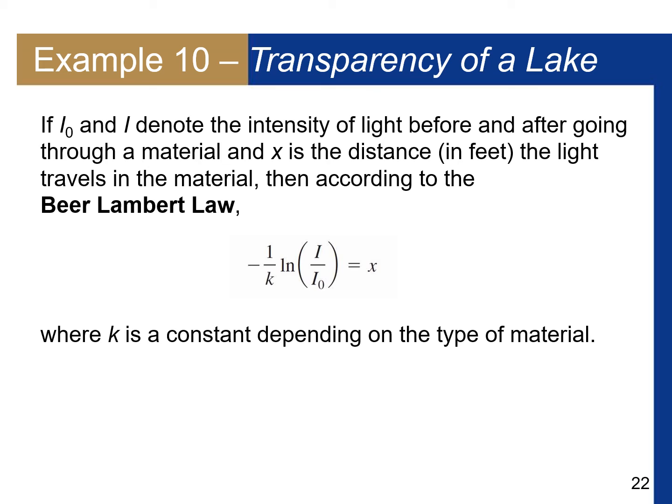Okay, so now we're going to look at, again, initial intensity of light. So I is the intensity of light after going through a material, and x is the distance in feet that the light travels in the material. So we have a law called the Beer-Lambert law. The Beer-Lambert law is negative 1 over k ln I over I sub 0 equals x, where k is the constant depending on the type of material. And this is a transparency of a lake.